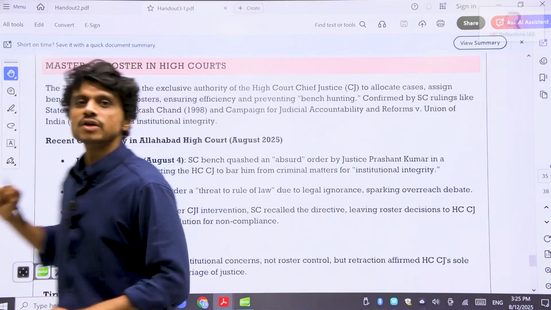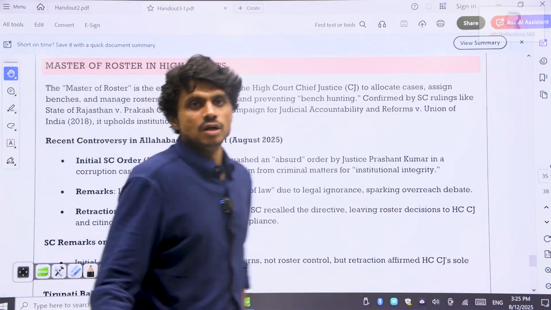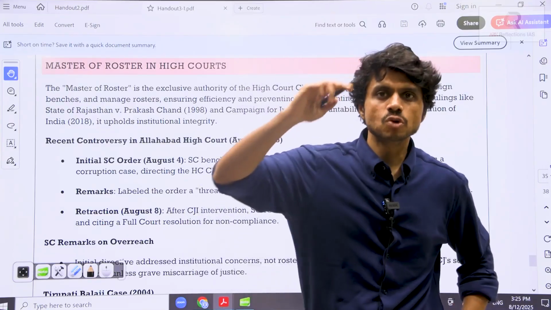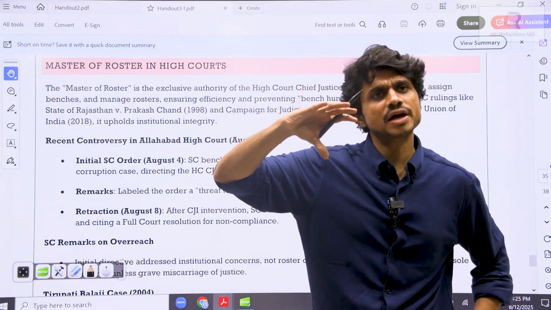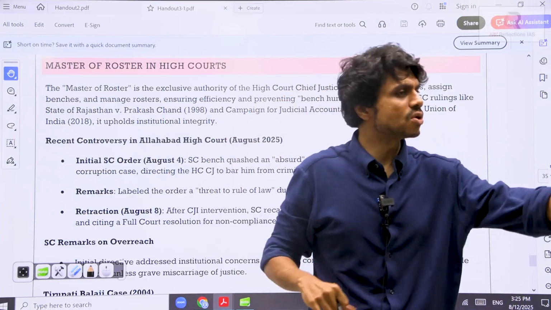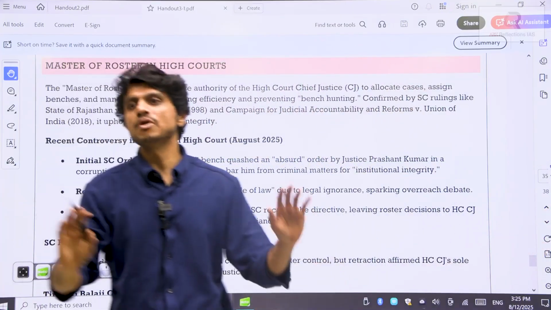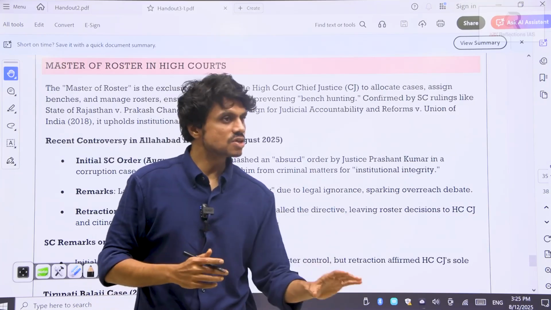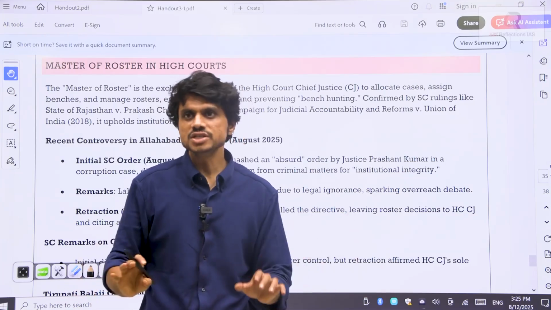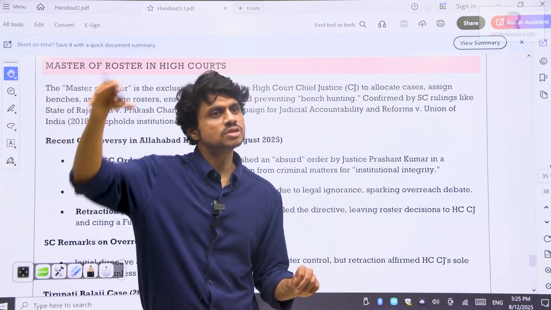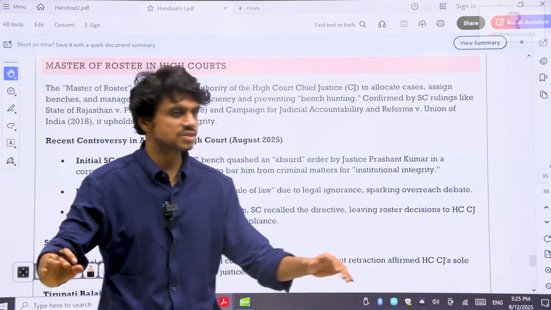Next, another small topic, master of the roster. You have a hierarchy of courts. Generally, the Supreme Court will not have total control over the High Court, but administrative control will be there. High Court has its own powers. There will be a Chief Justice of the High Court and judges in the High Court. In the same way, in the Supreme Court, there is a Chief Justice of India and other judges.